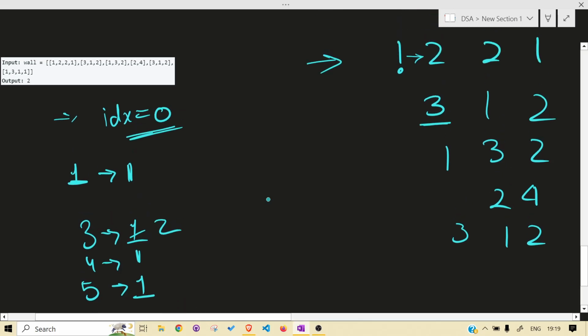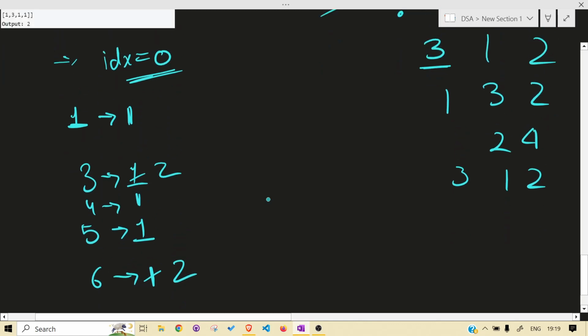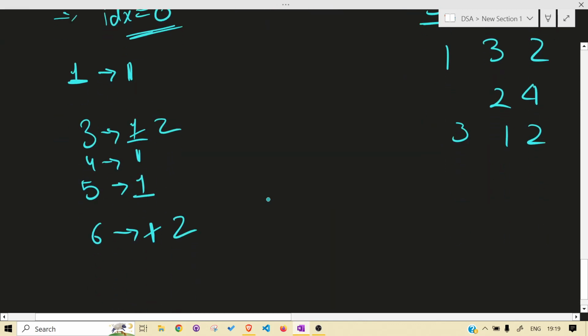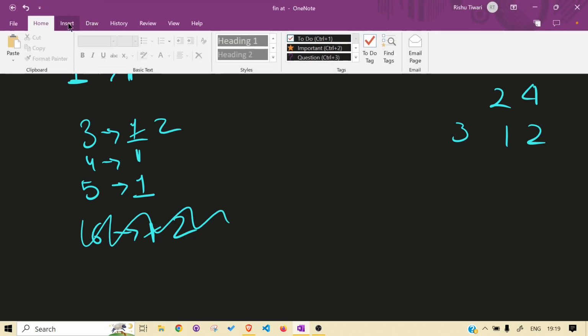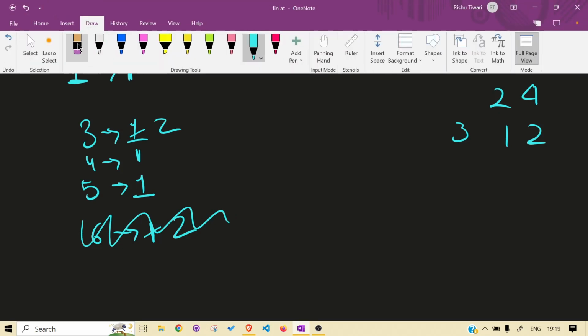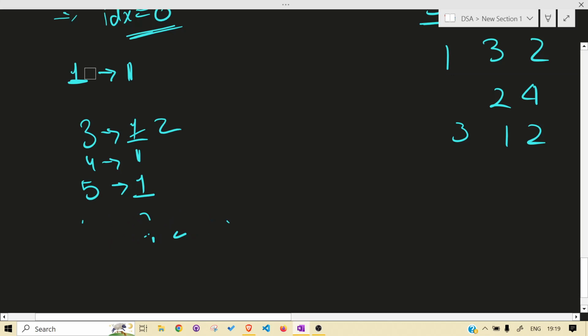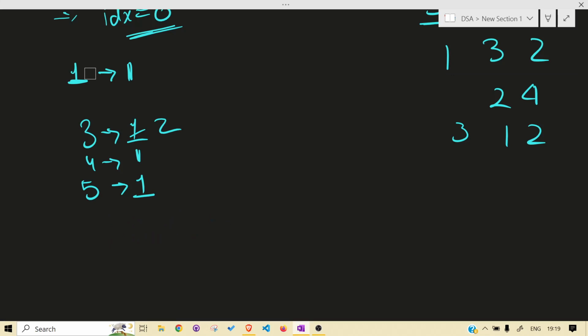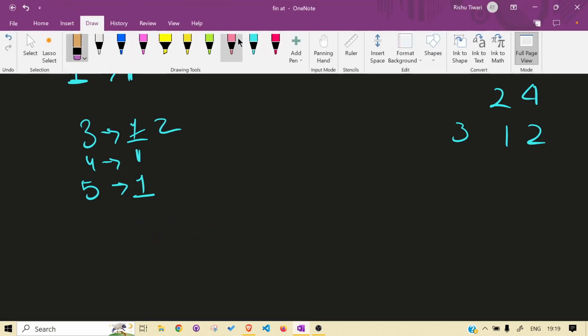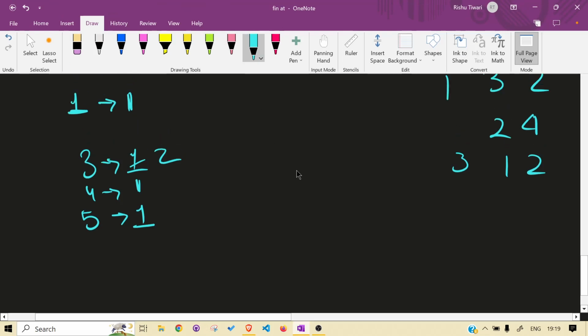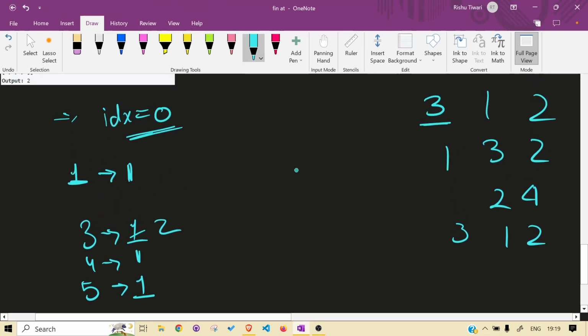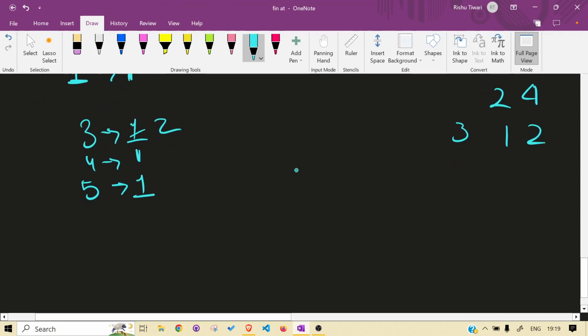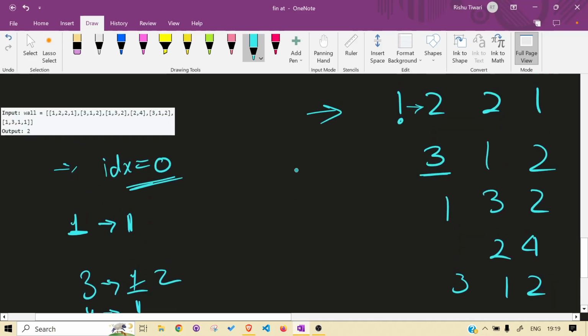My bad, I have just taken 6. 6 is the last one. We are not taking 6. My bad, I just forgot myself. That's why I even looked at the code. No, we are not taking 6.